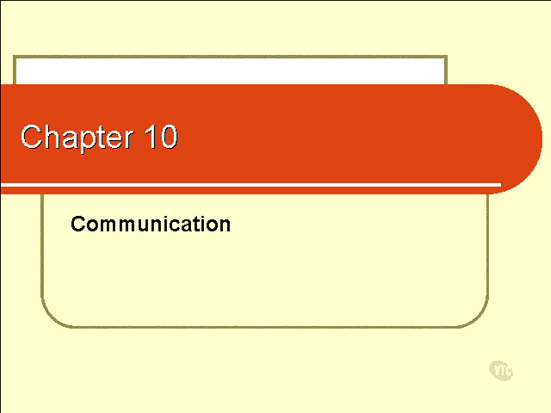Chapter 10 is entitled Communication. It's a chapter that deals with programs that you can use to communicate with other people or other computers. We'll actually only be covering two programs in this chapter. One is called telnet and one is called mail. Let's begin.